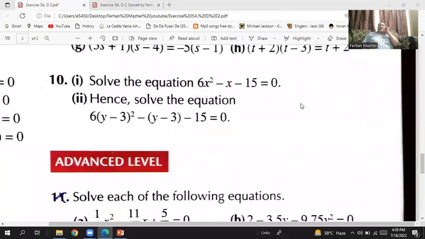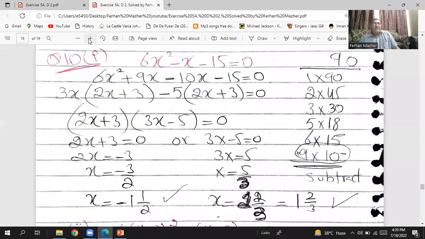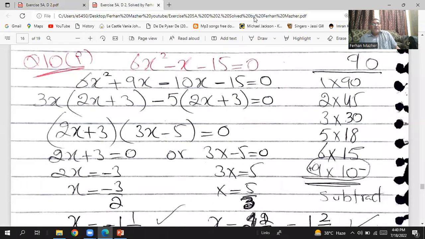Okay, so my dear students, we are on the question number 10. He says solve the equation 6x squared minus x minus 15 equals to 0. Then he says, hence solve the equation 6 bracket y minus 3 whole square minus y minus 3 and minus 15 equals 0. So let me show you how I have done. There can be so many methods to do this, but let me show you the method with which I have done. There can be more than one method to do this, okay?